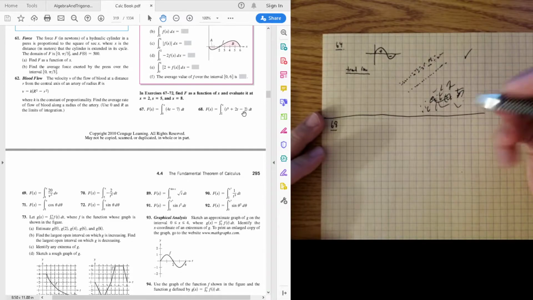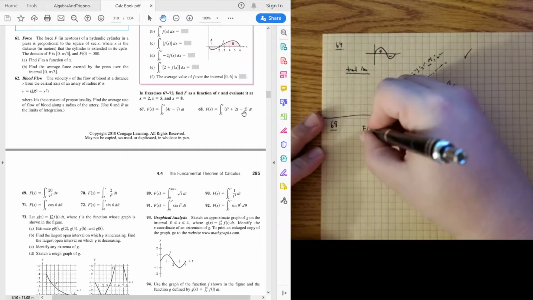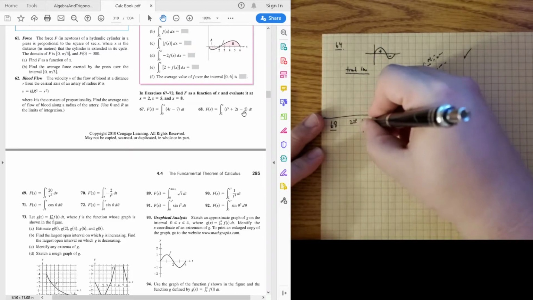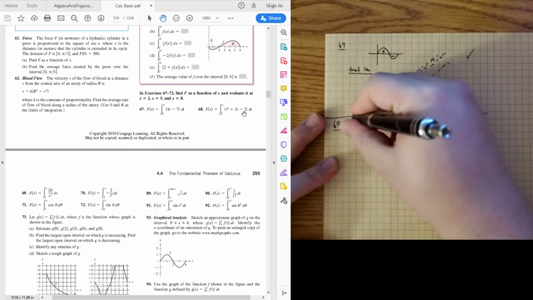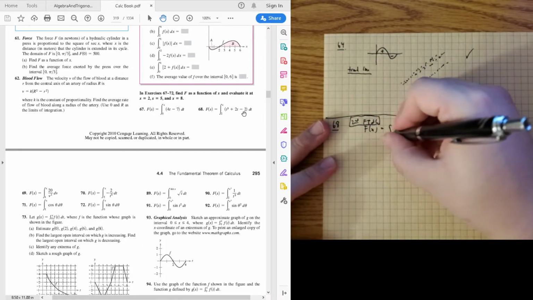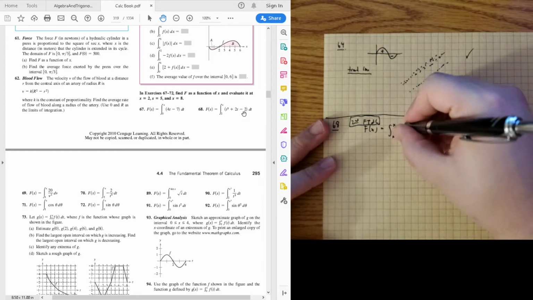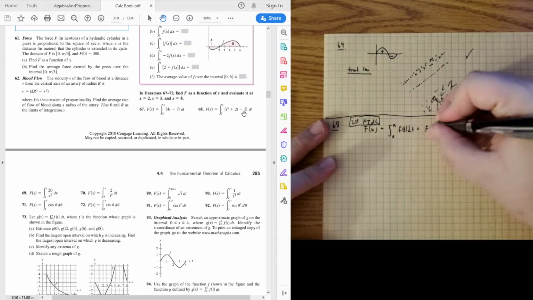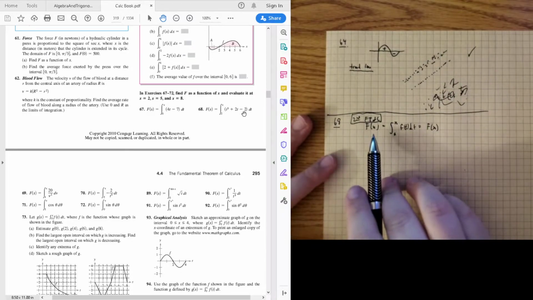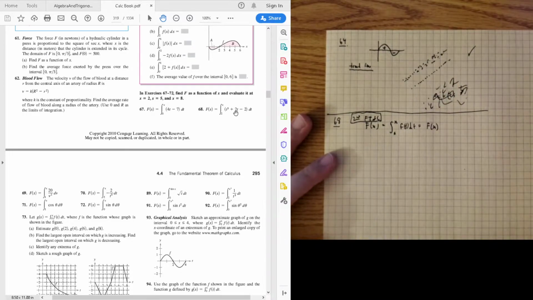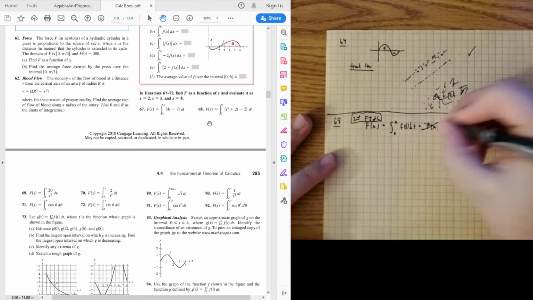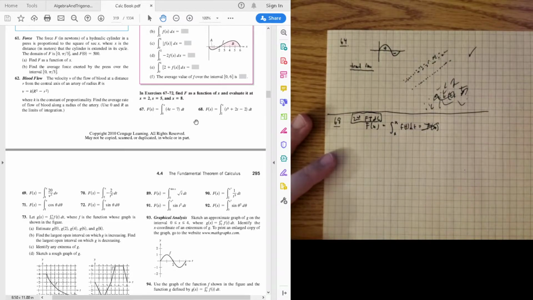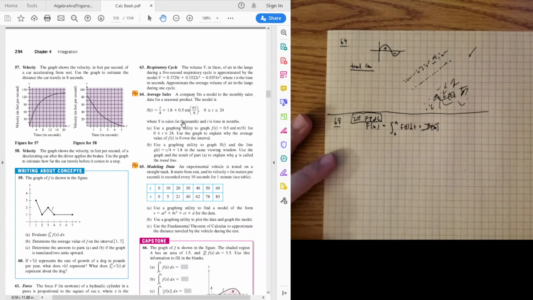The second fundamental theorem of calculus states, if I have f of x equal to an integral from a to x of f of t dt, then the derivative equals f of x. So in other words, I can simplify this function and it will get back to f of x. Make sure I get that from the book.